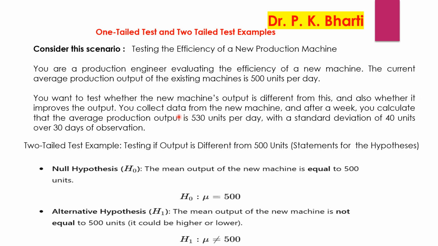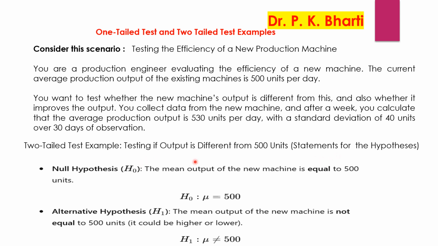You collect data from the new machine, and after a week, you calculate that the average production output is 530 units per day, with a standard deviation of 40 units over 30 days of observation. So, with the help of this example, we will see how to perform one-tailed test and two-tailed test for this example problem. So, let us see first how to write two-tailed test for this problem.